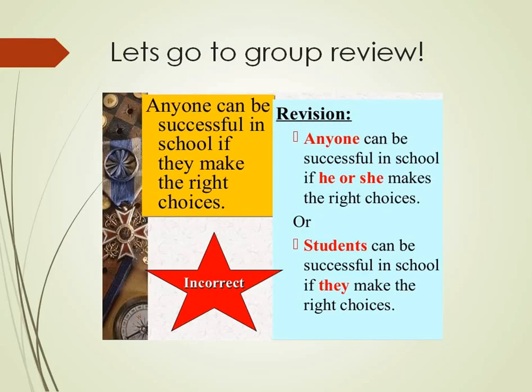Anyone can be successful in school if they make the right choice. So look at the sentence. Anyone can be successful in the school if he or she makes the right choice. That is the correct answer. And also, students can be successful in the school if they make the right choice. So if you use anyone, then the reference would be he or she. If we use students, the pronoun reference would be they. So be careful about that. Let's go to the next slide.